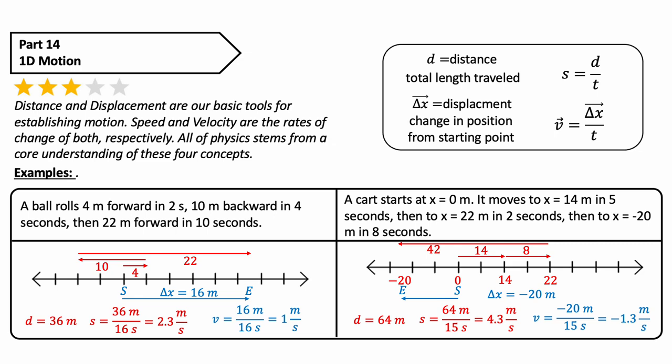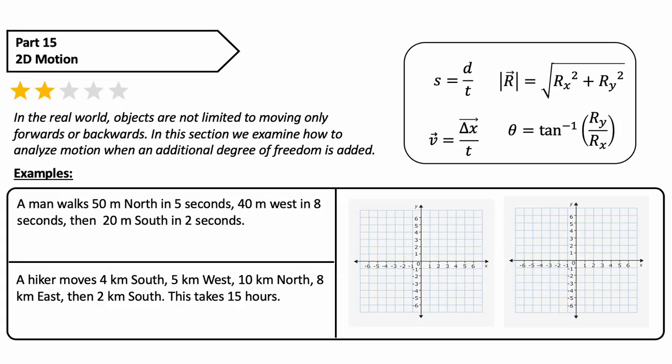All right, next is part 15. And in part 15, we are doing the same kind of distance, displacement, speed, and velocity values, but now we're going to up the difficulty a little bit by adding an additional degree of freedom. So now, rather than just limiting our objects to only moving forwards and backwards or along a one-dimensional plane, now they can move both forwards and backwards and left to right, or they can move both north and south and east to west.